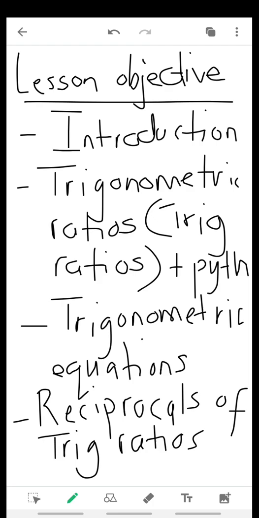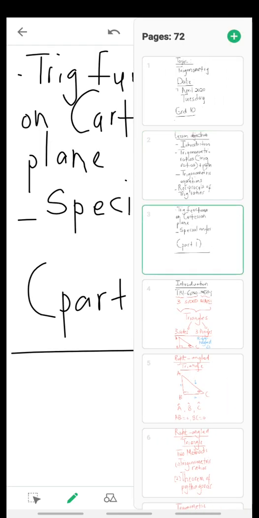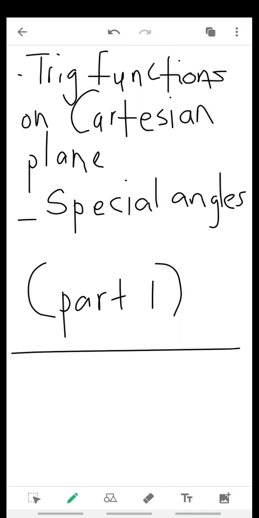Remember, we have expressions and we've got equations. So with equations, we'll be finding the value of an unknown. All right. And then we'll look into reciprocals of the trig ratios. All right. And then on our lesson again, we'll focus on trig functions on Cartesian plane.